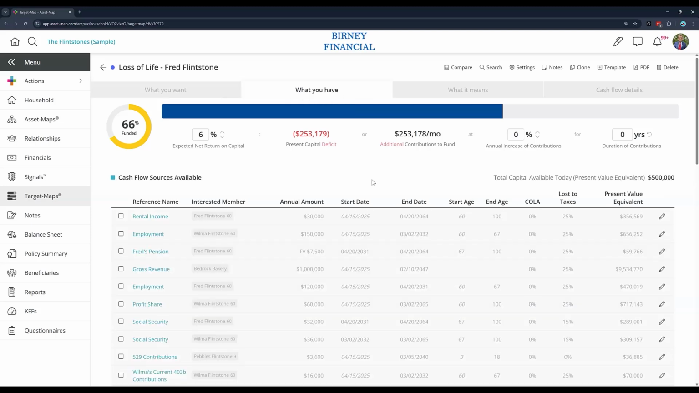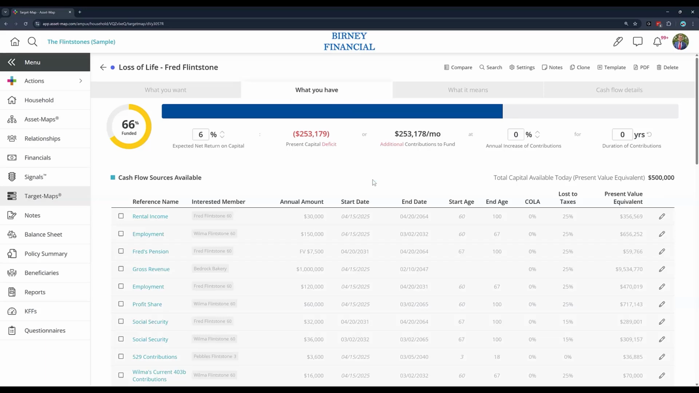Now, this second part is where all the great data from the asset map gets fed over. My cash flows, my assets, my insurances. And this is why I recommend before running any target maps, make sure the asset map you are working off of has been fully built and is up to date. Because all that data feeds over here into our target map.